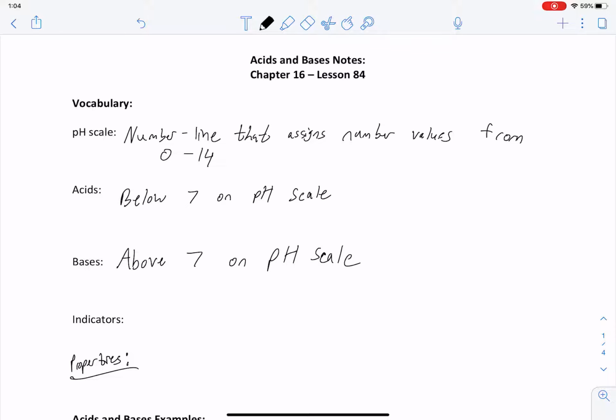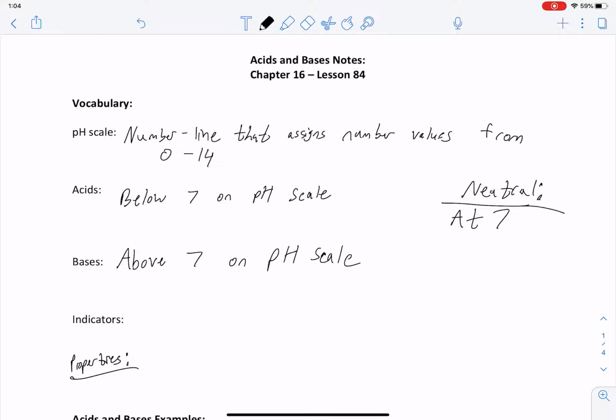Okay, so we'll talk more. There are about 2 or 3 different ways we can define acids and bases besides this very, very brief definition. And we'll talk more about that in the next video, where we look at strong acids and strong bases. So anything below 7 is an acid, anything above 7 is a base, and anything at 7 on the pH scale is neutral.